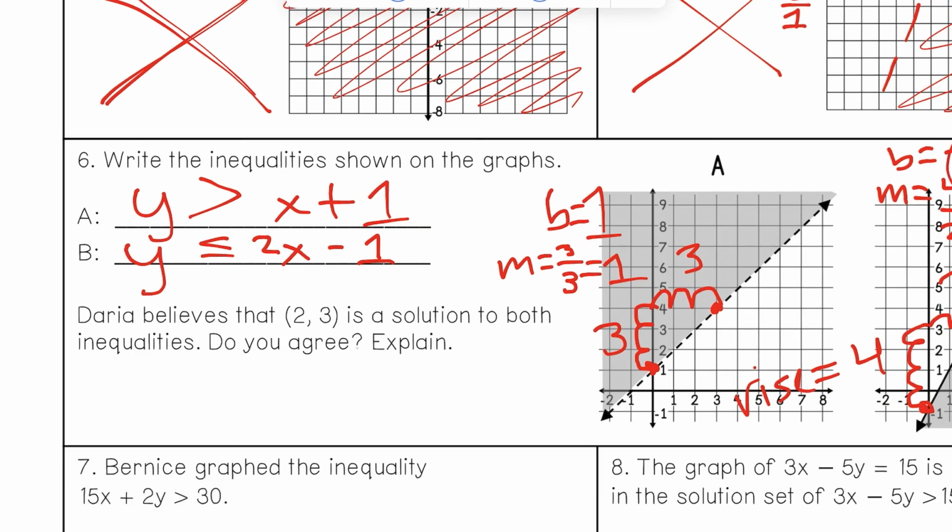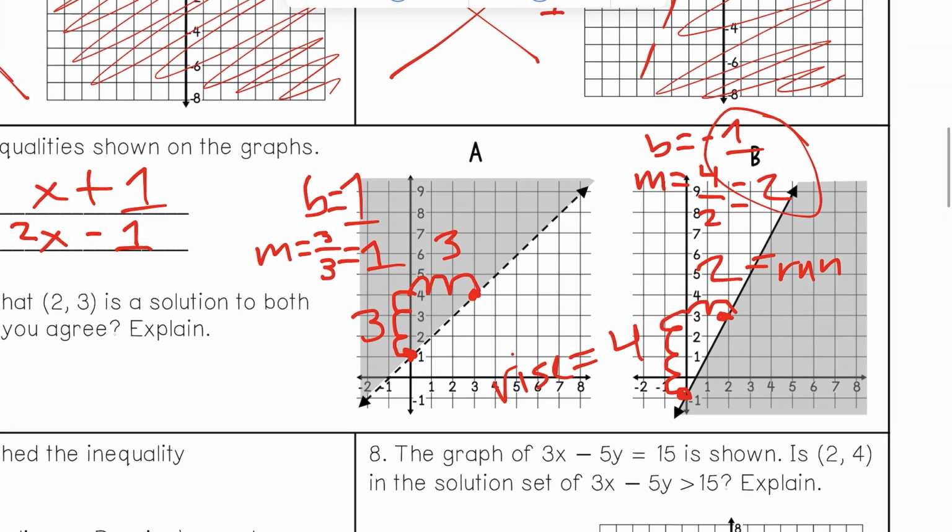There you go. And then it says, Daria believes that (2, 3) is a solution to both inequalities. Do you agree? Well, (2, 3) is here at x is 2 and y is 3. I'm going to pick a different color. So it's right on the line there. Sorry, I'm not writing this very clean, am I? There you go. It's right there on the line, and it's also over here, right there on the line as well.